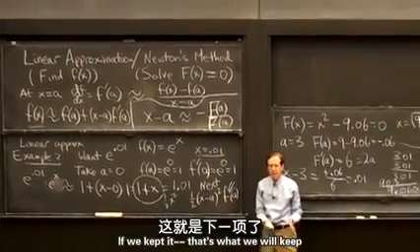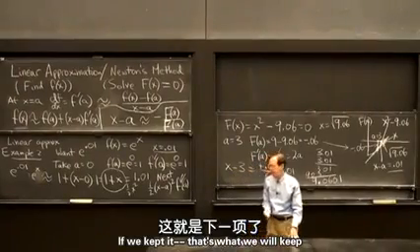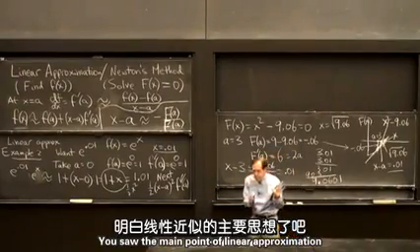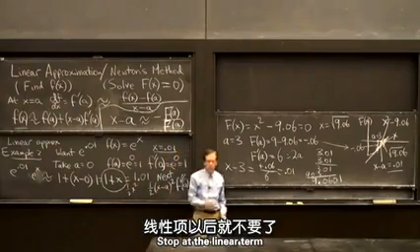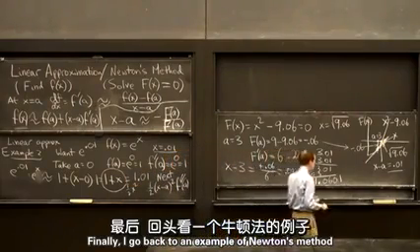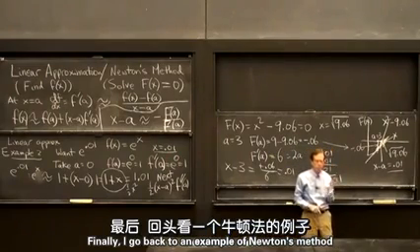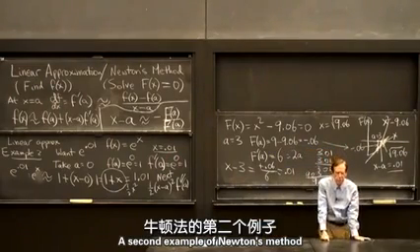If we kept it, that's what we would keep. Okay, good. You saw the main point of linear approximation: stop at the linear term. Finally, I go back to an example of Newton's method, a second example of Newton's method.